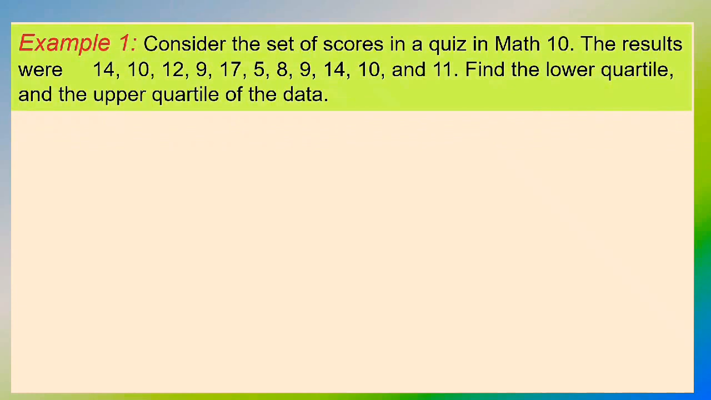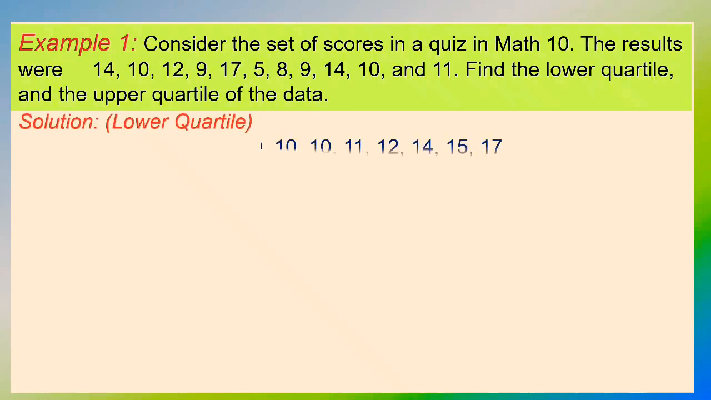So let's consider this first example. Consider the following set of scores in a quiz in Math 10. The results were 14, 10, 12, 9, 17, 5, 8, 9, 14, 10, and 11. So we are asked to locate or identify the lower quartile and the upper quartile of the data. So let us apply the methods or steps in finding these measures of position under the Mendenhall and Sincich method.